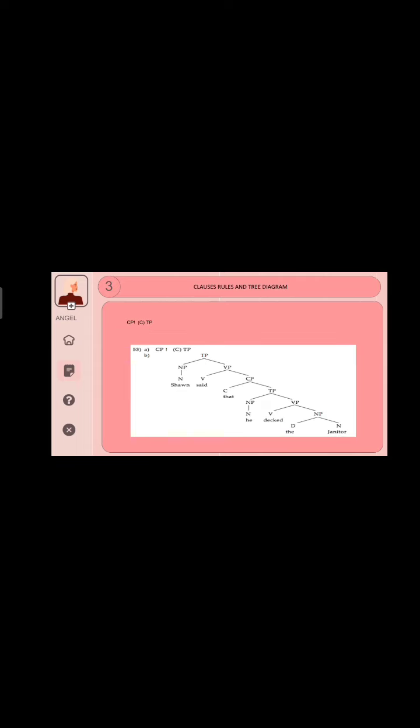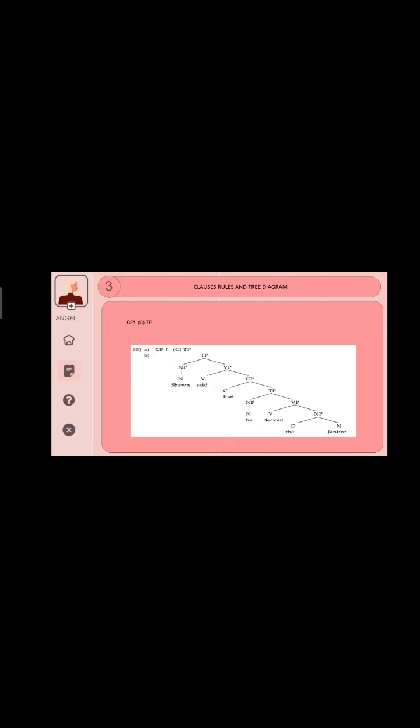Next, we have this rule CP, which is complementizer phrase, and complementizer then tense phrase. So we have two clauses here. A complementizer is used when clauses are embedded in each other by adding a complementizer like this, that, if, or but. We can combine those two clauses by the use of the complementizer that.